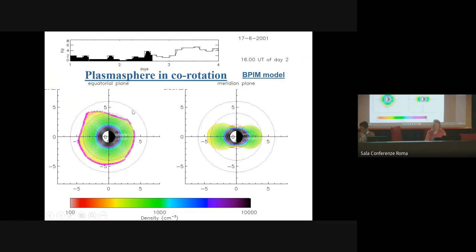Here you can see this in our model. This is the plasmasphere, here in the equatorial magnetic plane, and here in the meridian plane. In the equatorial plane, the plasmasphere is almost circular, but the distance depends on the geomagnetic activity level, given here by the Kp index. That is a 3-hour index going from 0 to 9, 0 when the activity is low, 9 when the activity is very high.